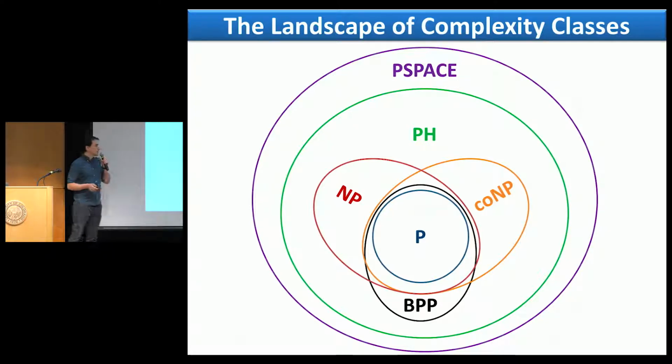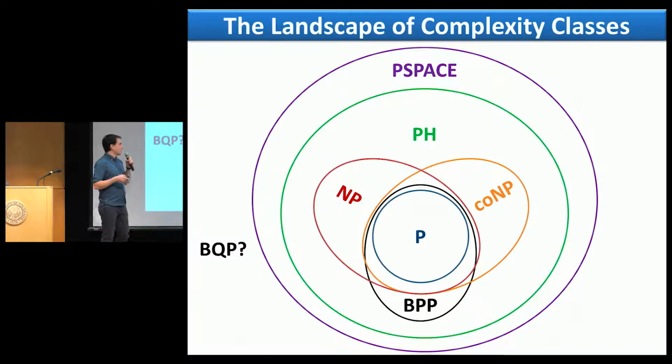Okay, so really the motivating question for this talk is where does BQP, where does quantum polynomial time sit inside this picture? So BQP stands for bounded-error quantum polynomial time, or things that a quantum computer can compute efficiently. And we know two things.